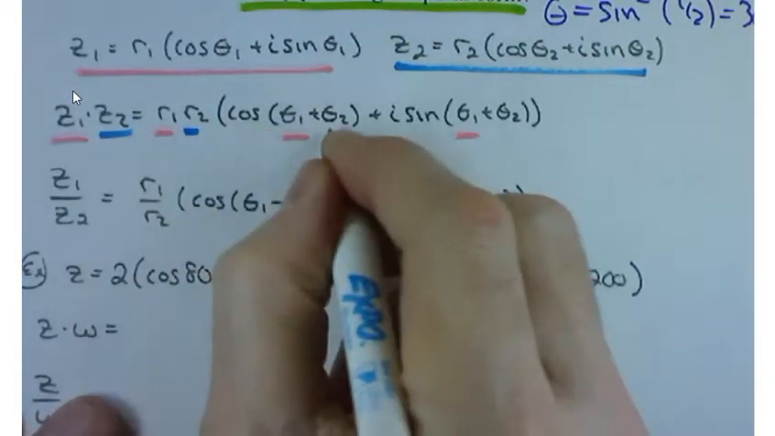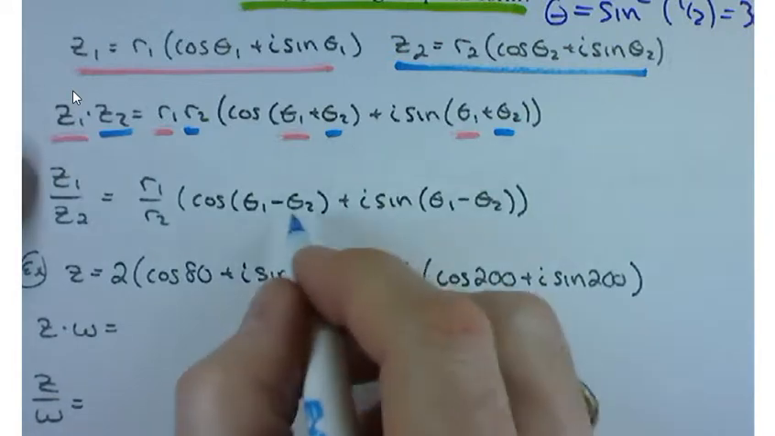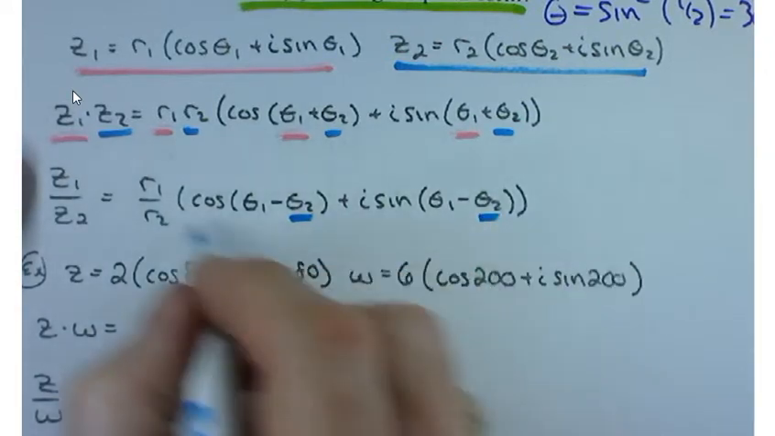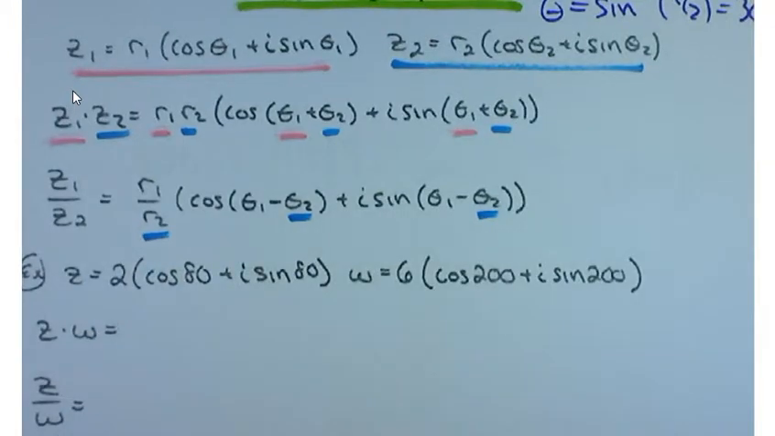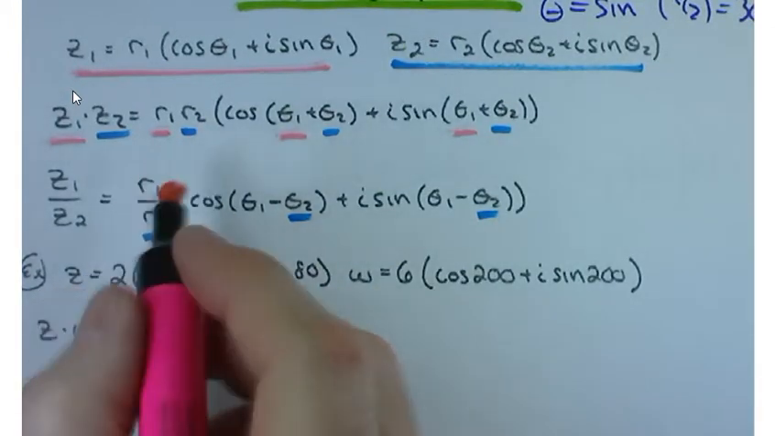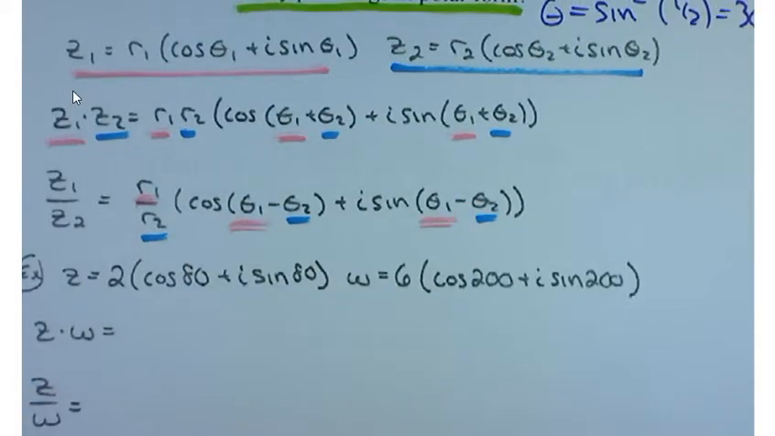So there you go. You multiply the radii and add the angles. Likewise for division, you're going to divide the radii and subtract the angles. So it's kind of nice that you can do things like this. So we'll practice it with a couple problems, starting with number 38.